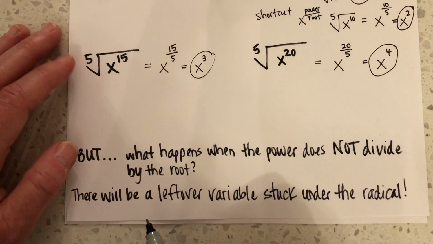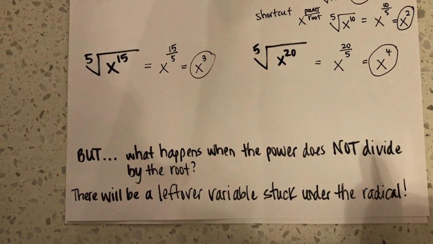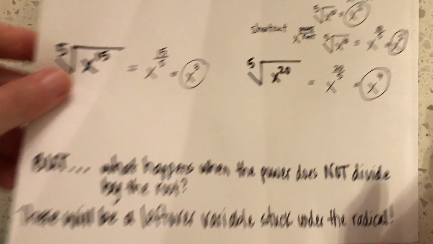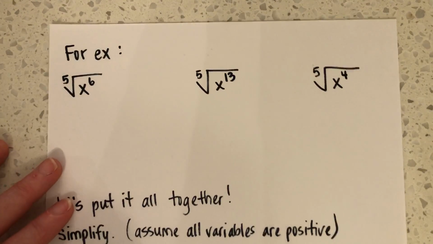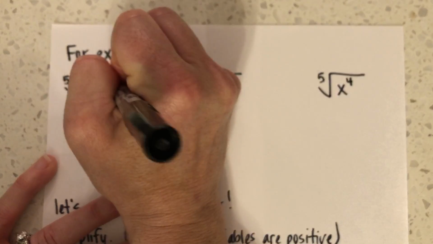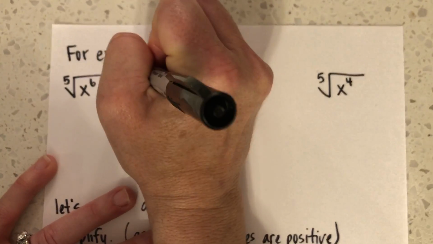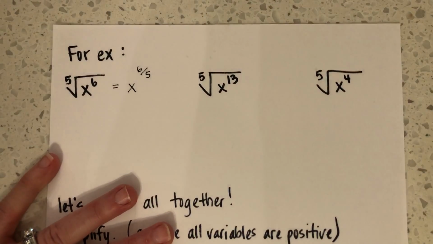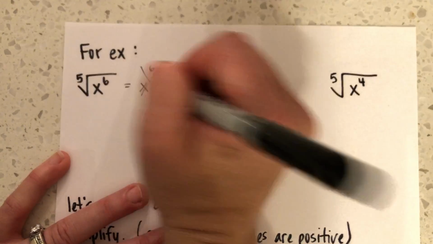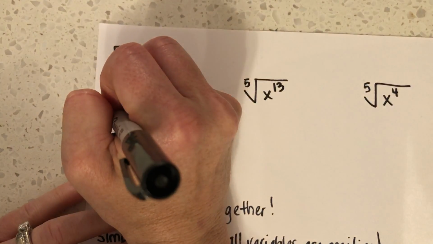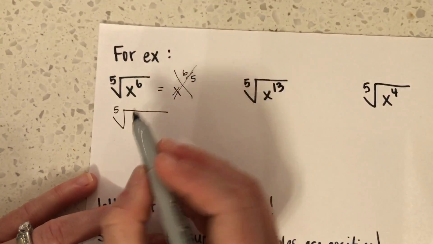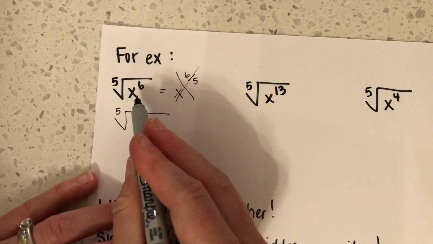Okay, but like always, what happens if the power does not divide by the root? Well, again, that's just going to mean that there's going to be some leftover variable stuck under that radical. Okay, you're not going to be able to break everything free. All right, so for example, if I asked you to take the fifth root of x to the 6th, right? Well, according to the shortcut, that would be x to the power 6 divided by 5. But 6 doesn't divide by 5, so I don't want to rewrite it like that. So what we're going to have to do is split this. So we're going to rewrite this as the fifth root of how many x's to the 5th can you rewrite x to the 6th as?